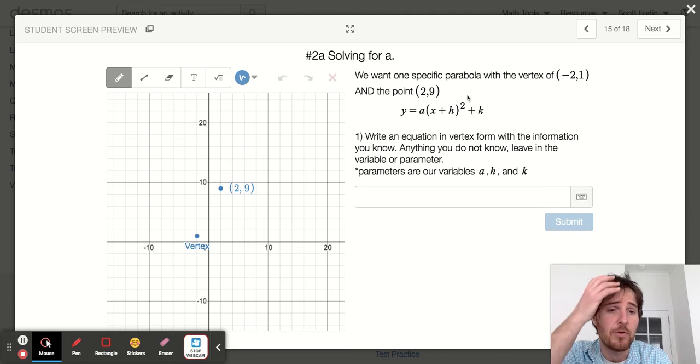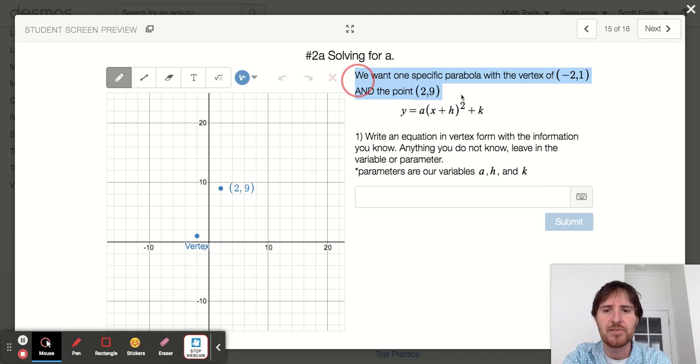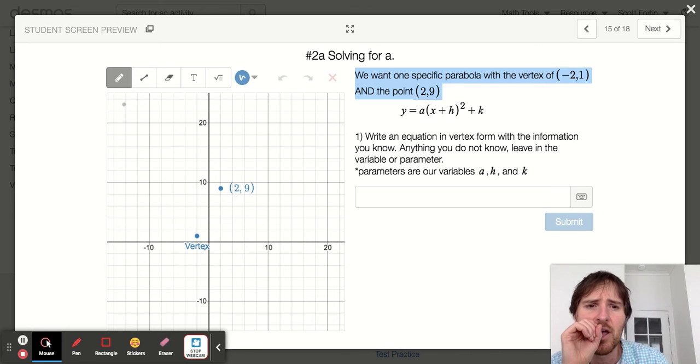So I'm just making up your Thursday assignment right now because we're just going to do one thing kind of quickly. Thursday assignment. I told you this was the main thing here today. We want one specific parabola with the vertex of this and the point 2, 9. So maybe I'll do this on a separate sheet of paper, or I can actually write it in here maybe. This is going to be ugly. It's hard to write in on the Desmos slides here.